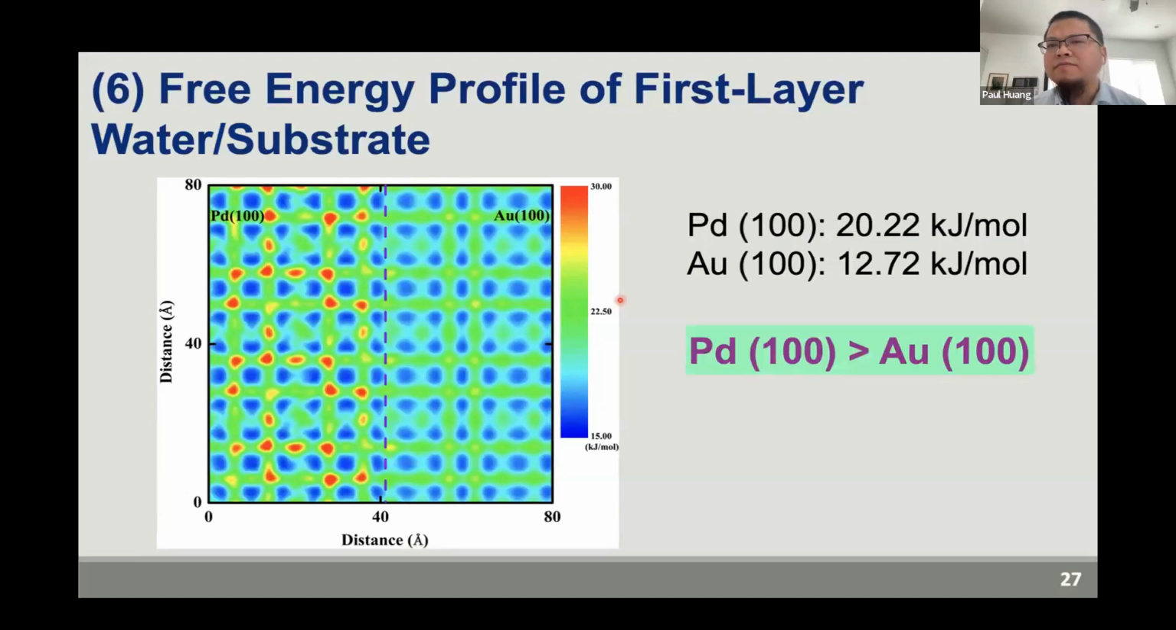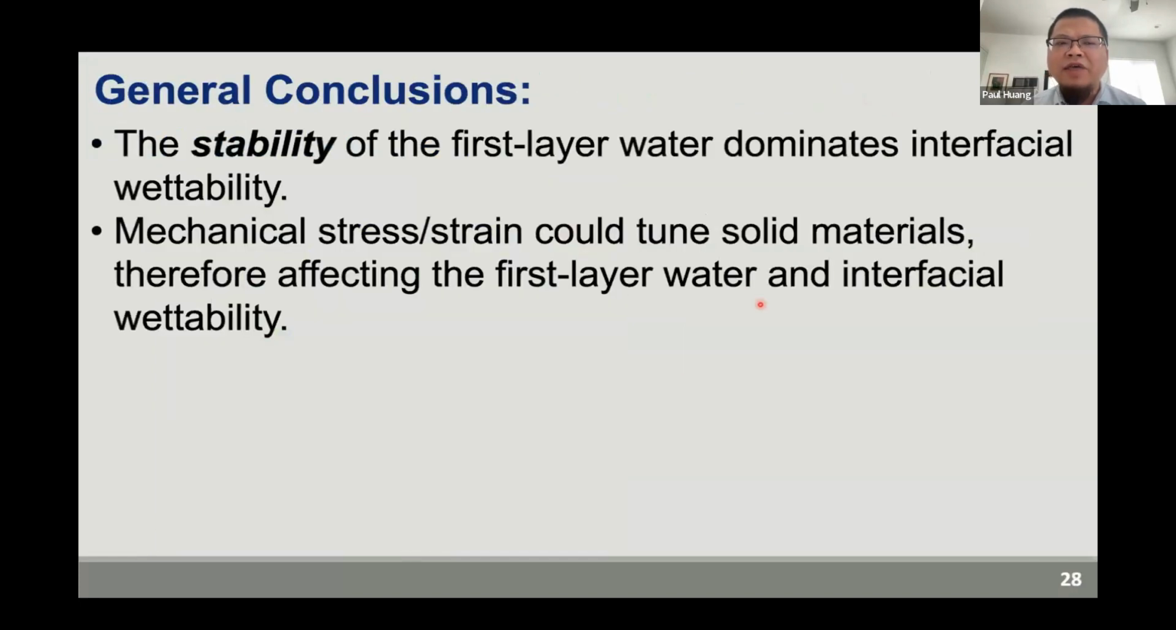Again, PD is going to win. So in the end, we are able to use those analyses, and we try to come up with a very general conclusion. Number one, the first layer, that stability, is really the dominating factor to the near layer surface wettability. Number two, applying the mechanical stress, whether to the pristine single atom or the multiple bimetallic or even other systems, you are going to nicely redistribute the other water molecules beyond the first layer of water.